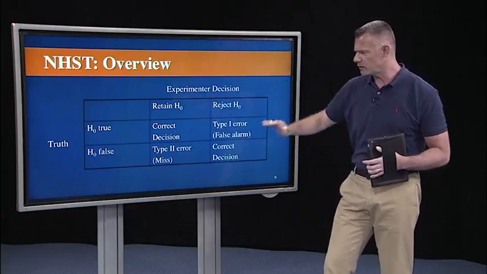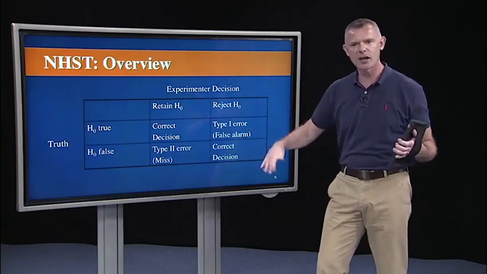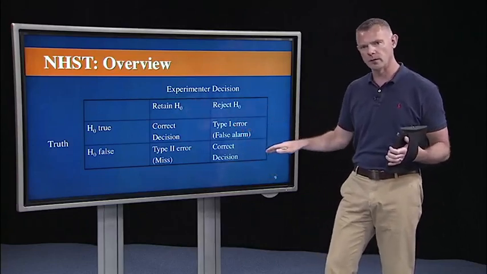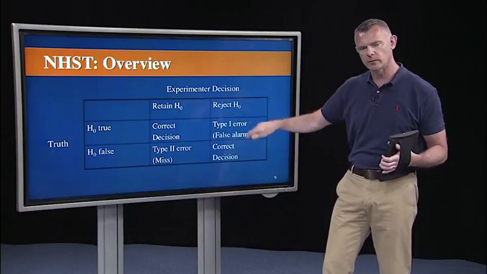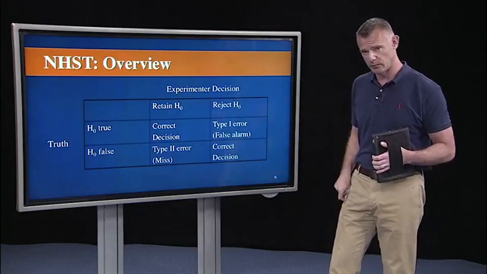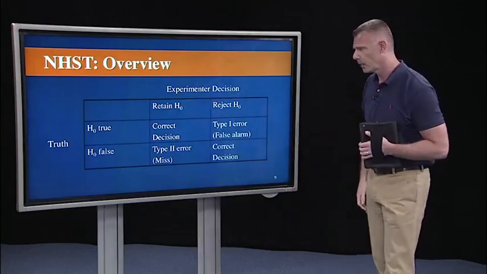So think of these two rows as alternate universes. They can't coexist. So either the null is true or it's false. So we either live in the world that's represented by row 1, or we live in the world that's represented by row 2. Those are mutually exclusive, different worlds. Okay?